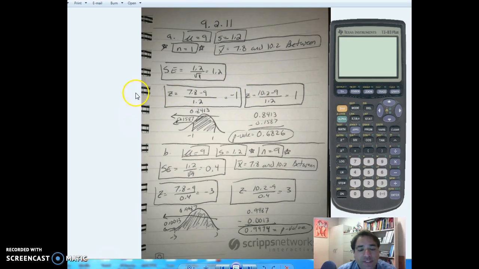So I've had to find both z-scores. 7.8 minus 9 divided by 1.2 is negative 1. 10.2 minus 9 divided by 1.2 is positive 1. And so I was drawing this. Negative 1 would be here. Positive 1 would be here. And we're looking for between.